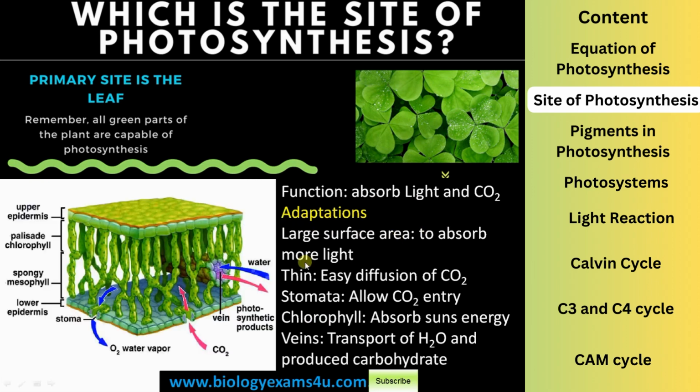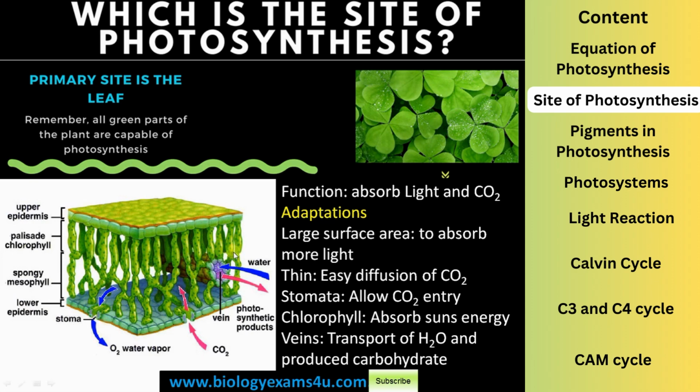These are some of the adaptations of leaf. There is a large surface area to absorb more light. It's very thin so that the diffusion of carbon dioxide is very easy and the distance traveled by carbon dioxide is very short. Then there is an opening called stomata that allows carbon dioxide entry and also the removal of water vapor by transpiration.